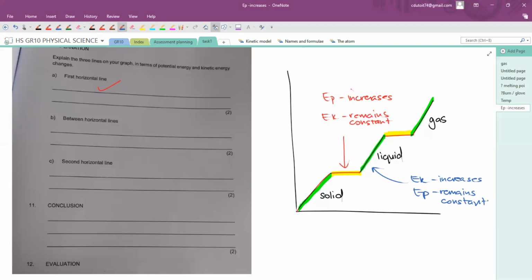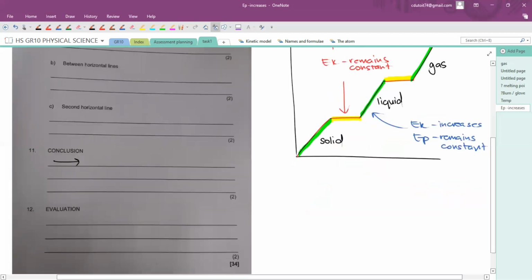Conclusion. Okay. This you can write now. In the horizontal lines, the kinetic energy remains constant and the potential energy increases. And in the vertical lines, or between the horizontal lines, the kinetic energy increases and potential energy remains the same. I'm not sure how they thought you would know this.